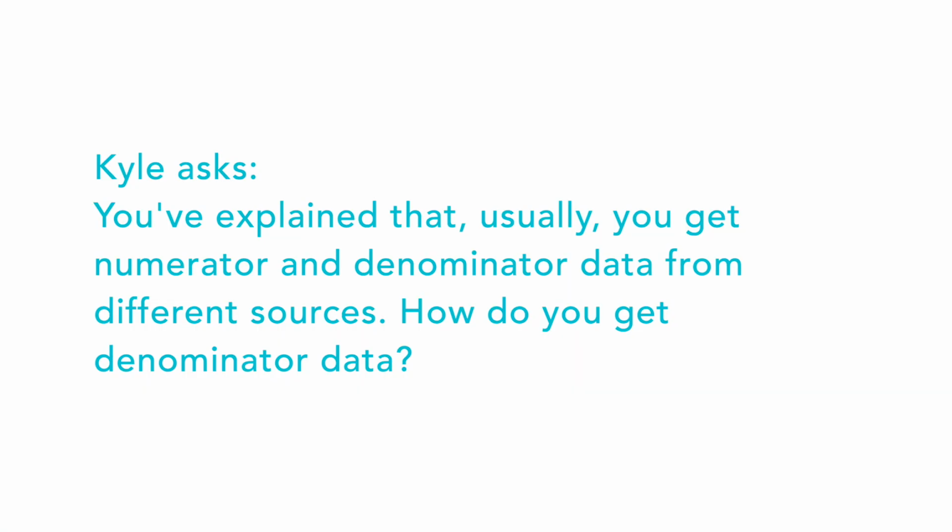Usually, you get numerator and denominator data for quality reporting from different sources. How do you get denominator data? The common theme here that I introduced in the last question is that there is great variation in the market, and flexibility is the key to serving all comers.